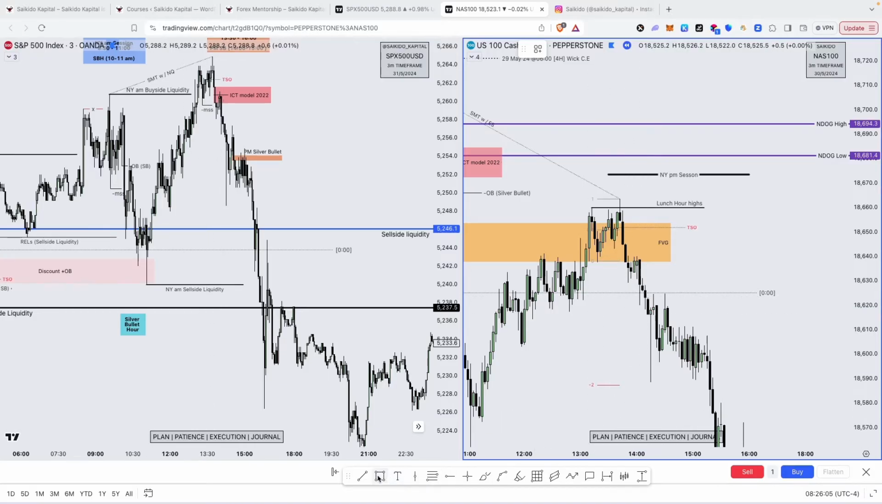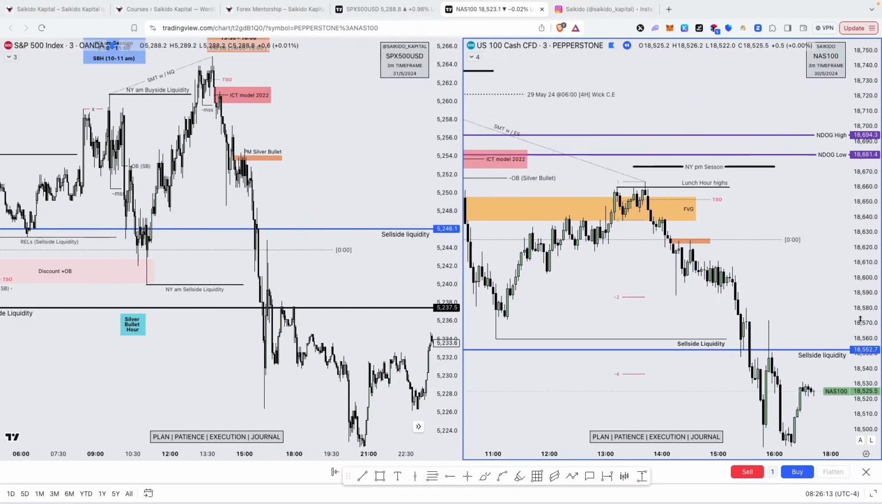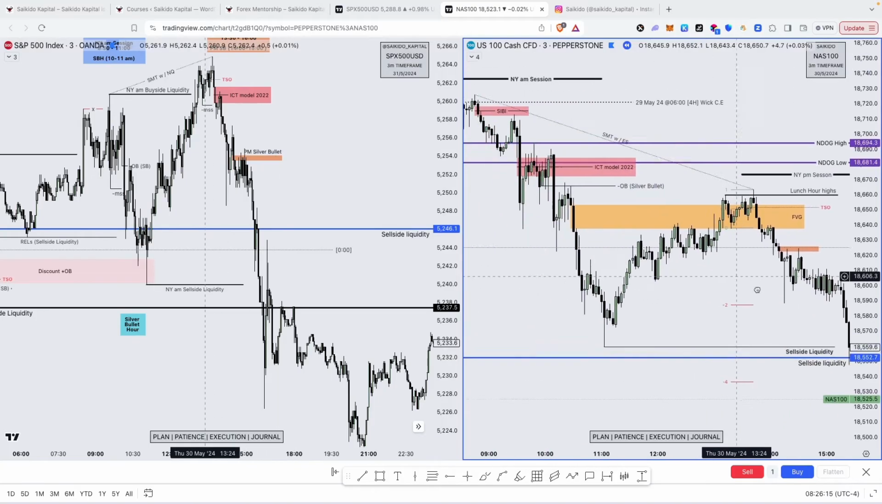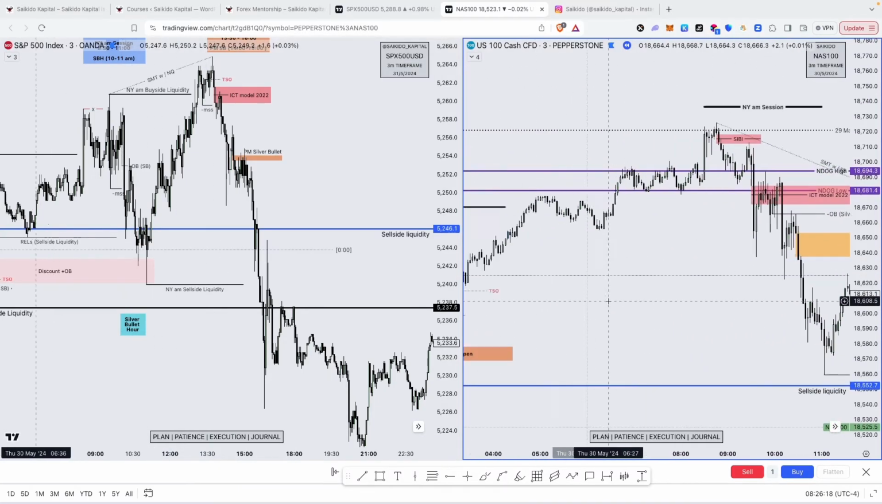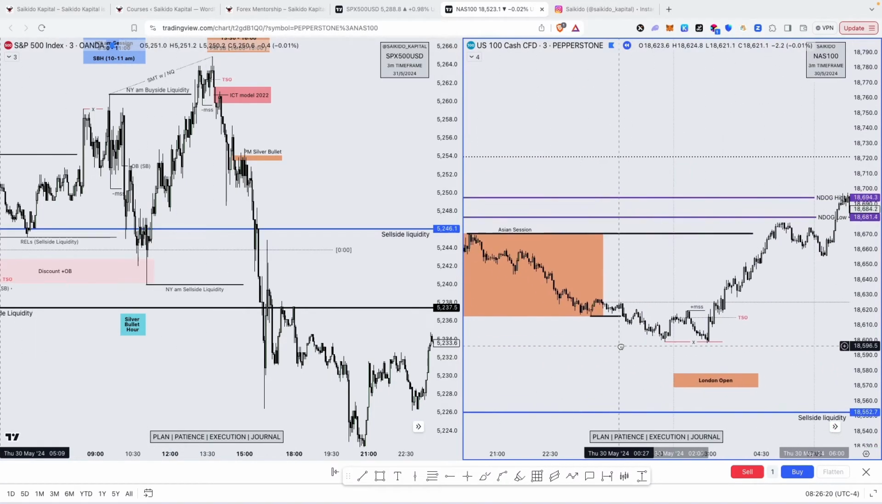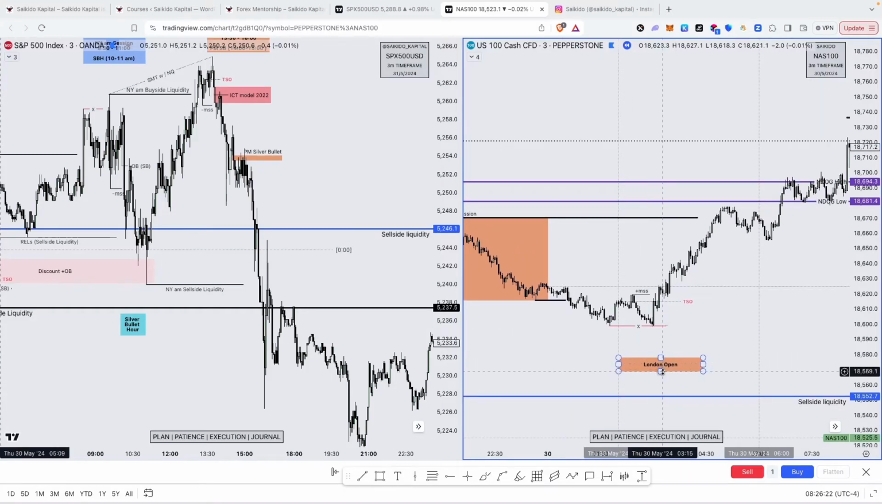This is actually a silver bullet here, but I'm going to talk about that. There's another silver bullet down somewhere here. I'm going to be showing you guys all of that. So it's fine, but I'm not there yet. So I'm looking at London session. This is London open, and then we know that from 2 to 5 is London open, right? So here's 5 o'clock somewhere here.